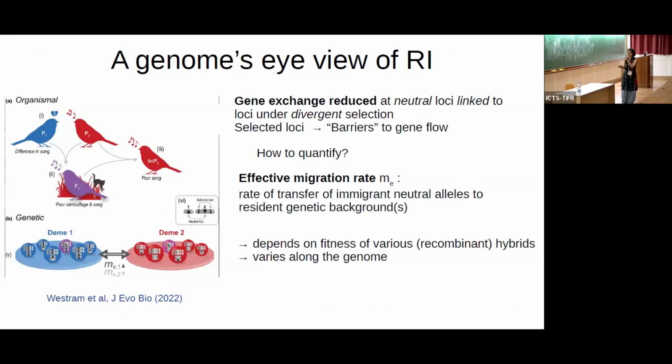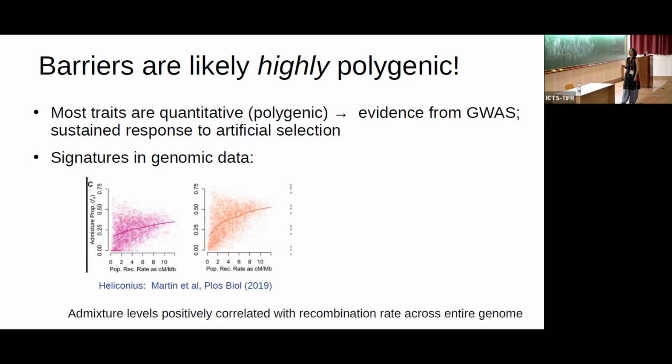In this toy example, I've talked about two barrier loci, but it's quite likely that there are many such barrier loci, many loci that underlie trait differences, traits that actually may be selected differently across species. There are several lines of evidence for this. One is just a general expectation that most of the traits we know are quite polygenic. Of course, there's evidence from GWAS, but also the evidence from sustained response during artificial selection.